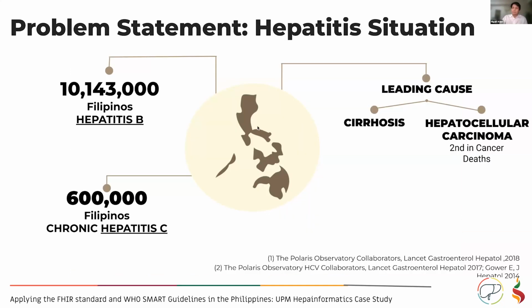So a background about this project. In the Philippines, hepatitis or liver disease is a very big problem. We have 10 million Filipinos living with hepatitis B and around 600,000 Filipinos living with hepatitis C. And these are just modeling estimates; we don't really know the exact number. And hepatitis is a leading cause of cirrhosis or liver failure, as well as liver cancer.